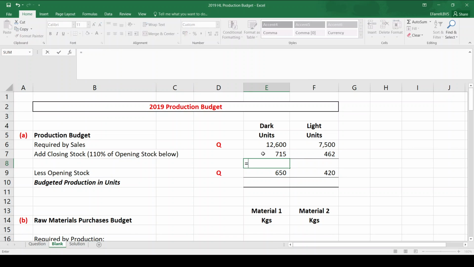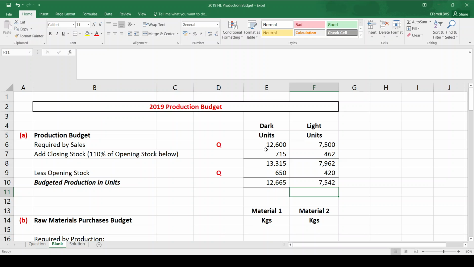So now from the required sales, I am going to add closing stock and take away opening stock for dark, and I'm going to do the same for light. So sales, add closing stock, which again I will need to make, and I'm going to take away opening stock, which are coming forward from the previous year. I won't need to make those again. So to sell 12,600 units of dark, I'm going to need to make 12,665, and to sell 7,500 units of light, I'm going to need to make 7,542. So that's part A complete.